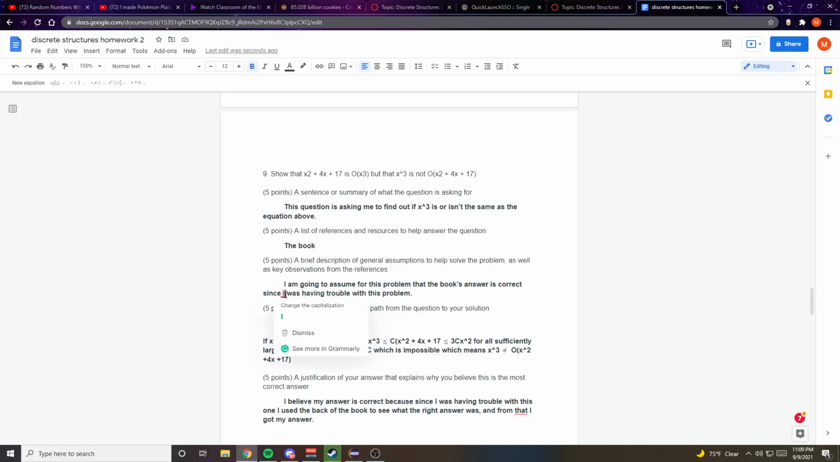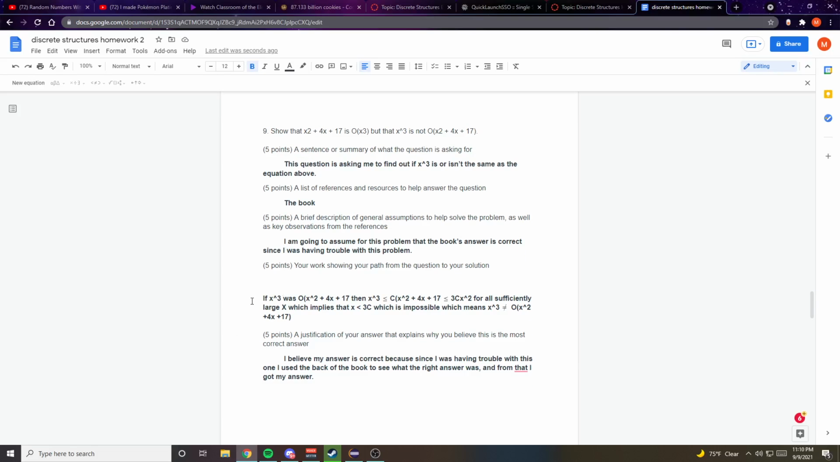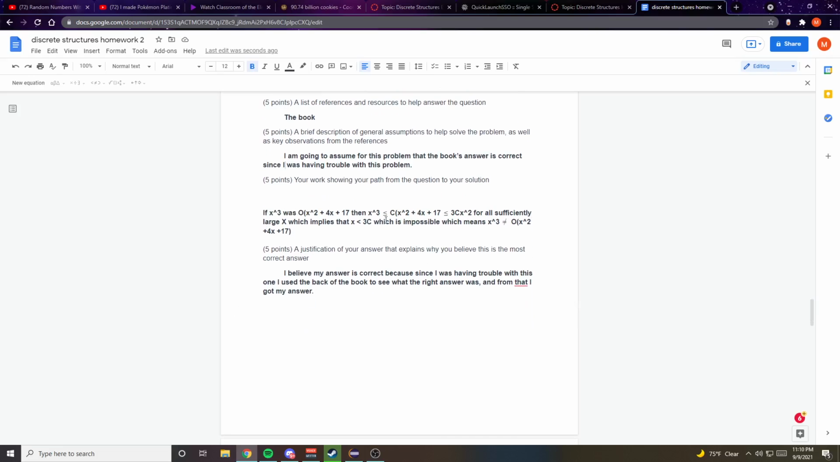Let me capitalize this I. I'm going to assume that the answer in the back of the book is correct, since I was having so much trouble that I really needed to use the back of the book to help me. So basically this is saying that if x to the third did equal this, and you derived the equation, you would get this, which would imply that x would be greater than 3c, which is impossible, which would mean that x to the third cannot equal big O of x squared plus 4x plus 17 in this sense.